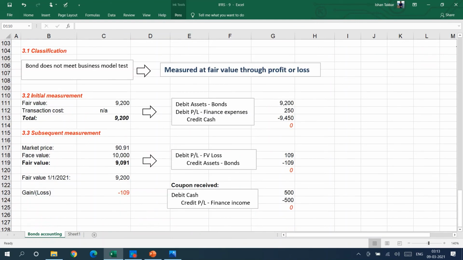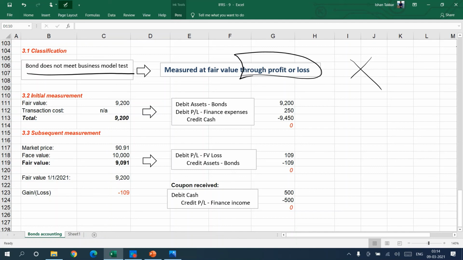The last case is when your bond does not meet the business model test, that is, when your objective is not to hold the cash flow. You want to earn out of capital appreciation or you want to trade in that, you don't wish to hold it. So the very first criterion is not met. So it has to be valued at fair value, and the change in the fair value will be recorded through the profit and loss account.